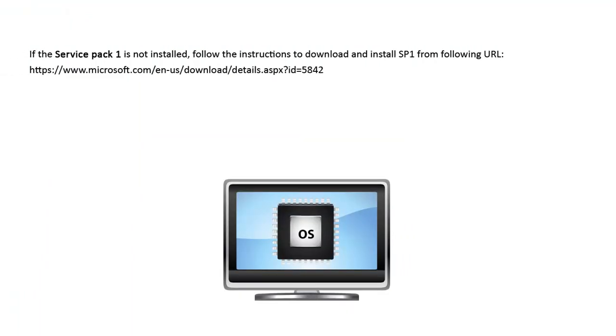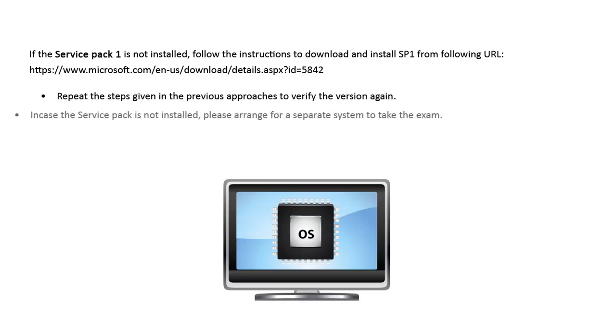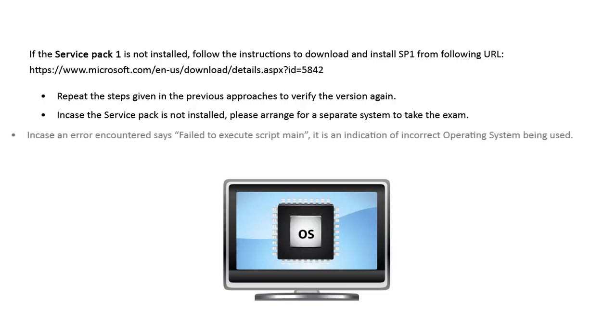If Service Pack 1 is not installed, follow the instructions to download and install SP1 from the URL mentioned. Repeat the steps given in the previous approaches to verify the version again. In case the Service Pack is not installed, please arrange for a separate system to take the exam. In case an error encountered says failed to execute script main, it is an indication of an incorrect operating system being used.